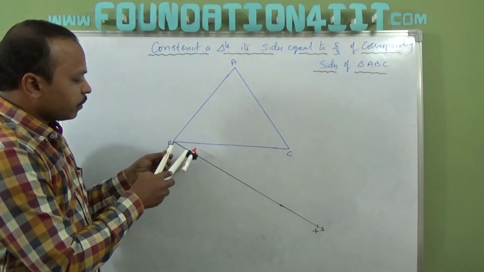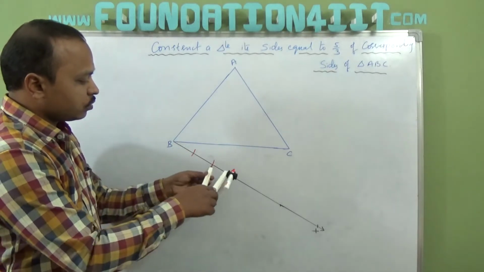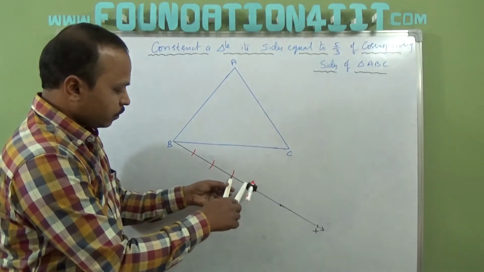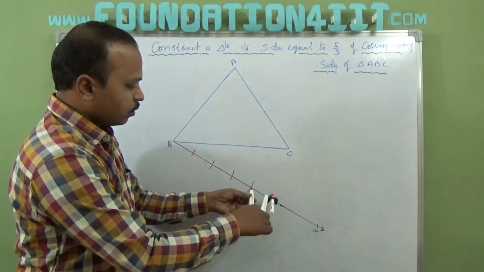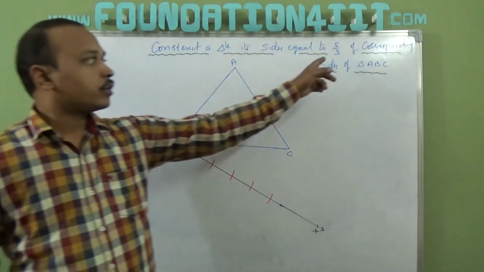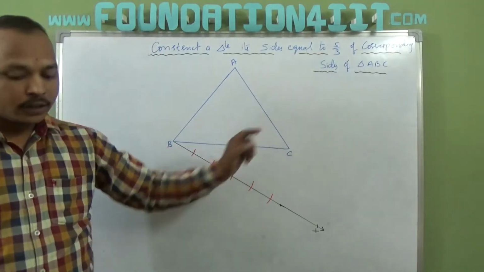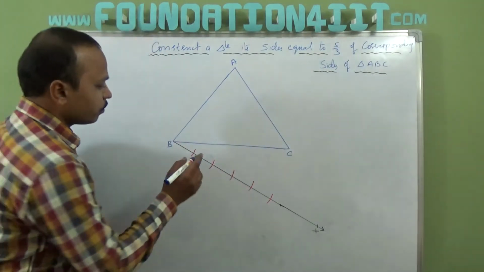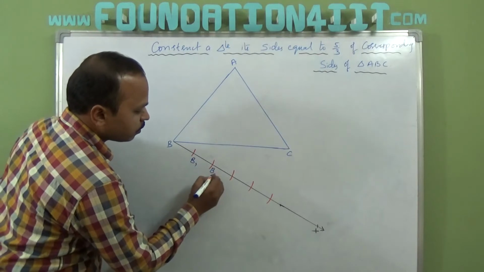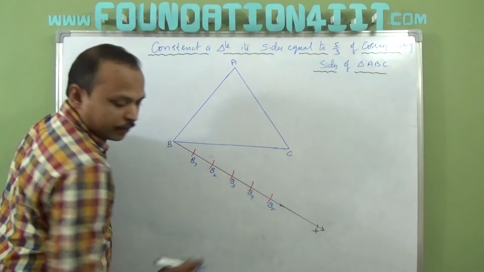Okay, if you make 5 parts, 1, 2, 3, 4 and 5. So 5 parts I did. Now observe, whatever denominator number, from that part you should join to C. Now this is B, right? So B1, B2, B3, B4 and B5.